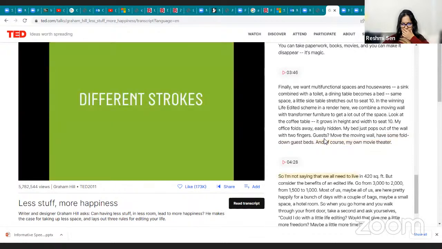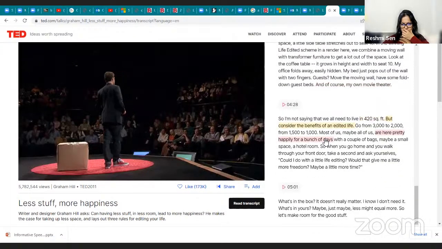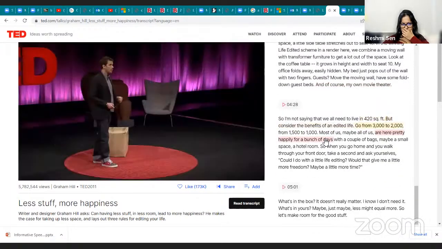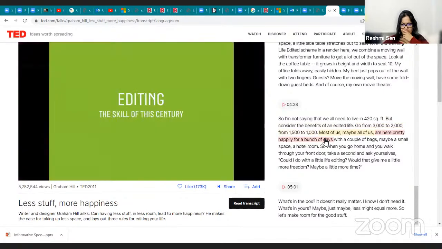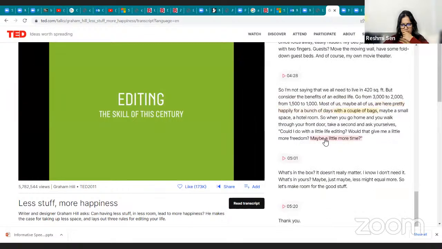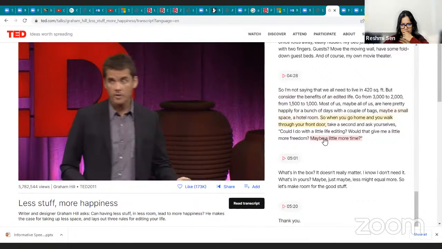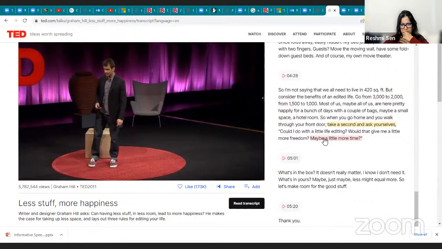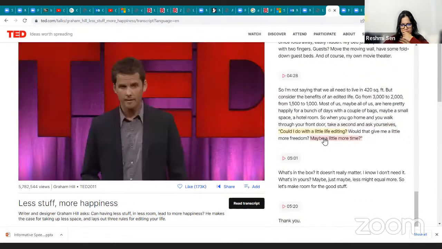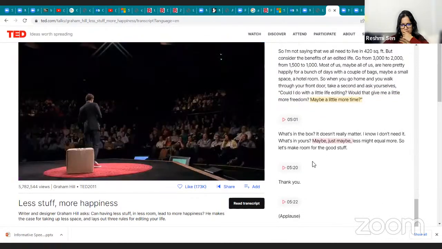So I'm not saying that we all need to live in 420 square feet, but consider the benefits of an edited life. Go from 3,000 to 2,000, from 1,500 to 1,000. Most of us, maybe all of us, are here pretty happily for a bunch of days with a couple bags, maybe a small space, hotel room. So when you go home and you walk through your front door, take a second and ask yourselves, could I do with a little life editing? Would that give me a little more freedom? Maybe a little more time?